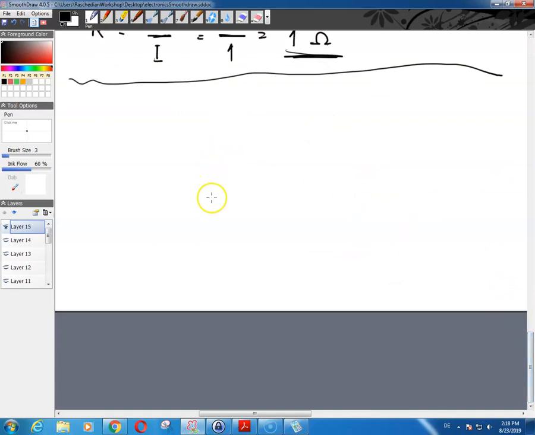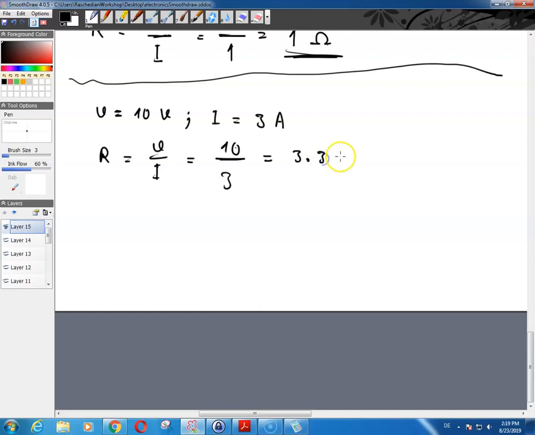Or suppose that, for example, your voltage is 10 volts, and the current going through the circuit is 3 amps. Then what you need to do is basically calculate your R, which is equal to V over I, and basically you have 10 volts over 3 amps, which is something about 3.3 ohms or so. So that's basically the whole story.